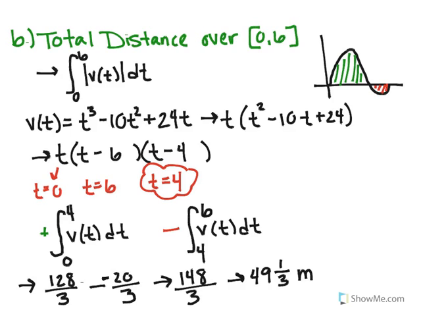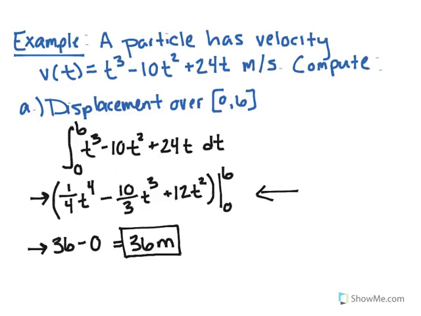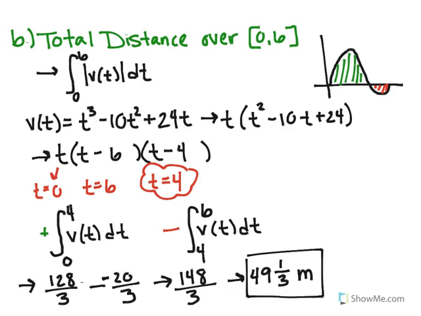So that's the total distance that I traveled. Notice that this is different than the answer I got in part A. My displacement, the distance that I am from where I started, is 36 meters. However, the total distance that I traveled was 49 1/3 meters. That's the biggest difference between displacement and total distance. And that will conclude this tutorial.